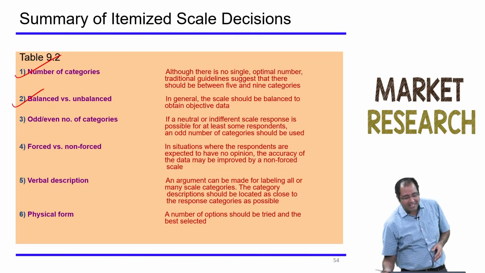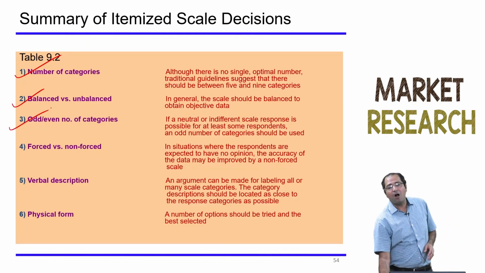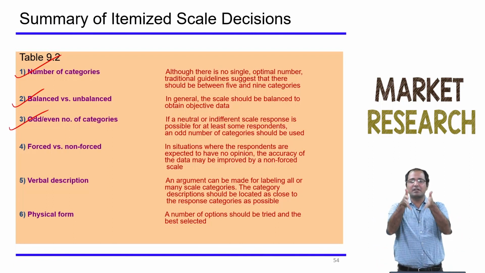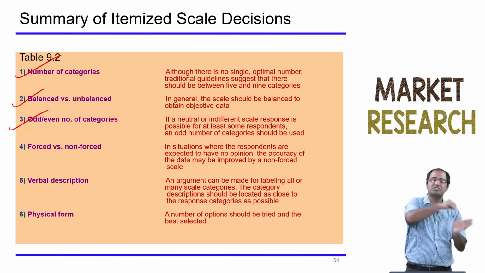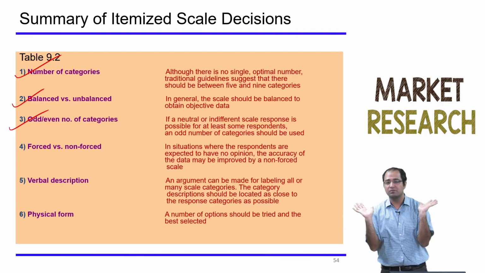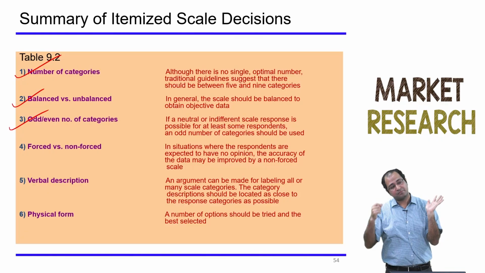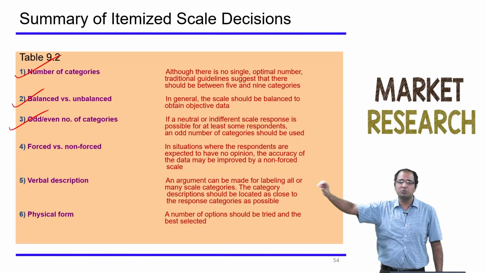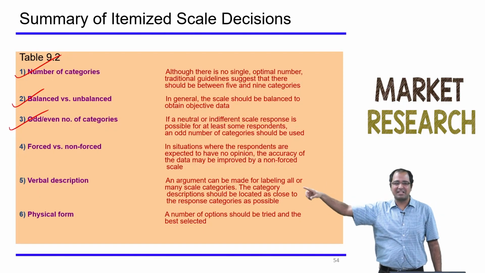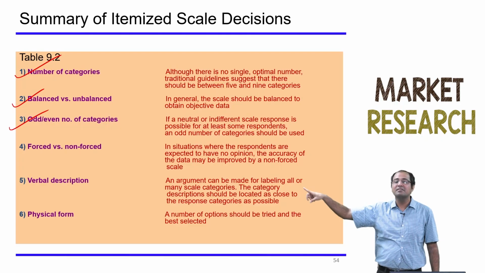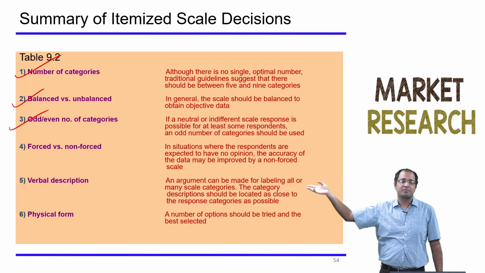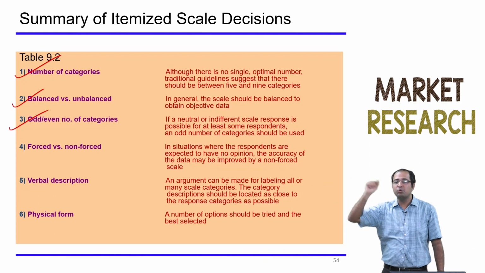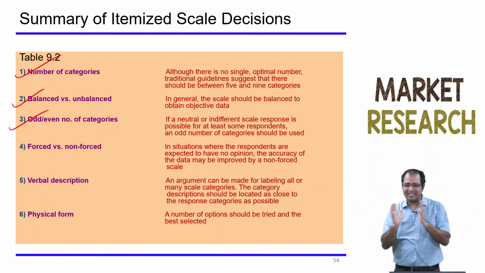The next one is odd or even number of categories. Odd is mainly when we insert the neutral in between. Now neutral means neither this nor there. It does not mean I don't know. Right? It does not mean I don't know. I don't know means there is a 6th. You have to then put another option saying that I do not have any idea about this, or I do not know. I refuse to answer. That is a separate. But neutral means I am not here, not there, in between.